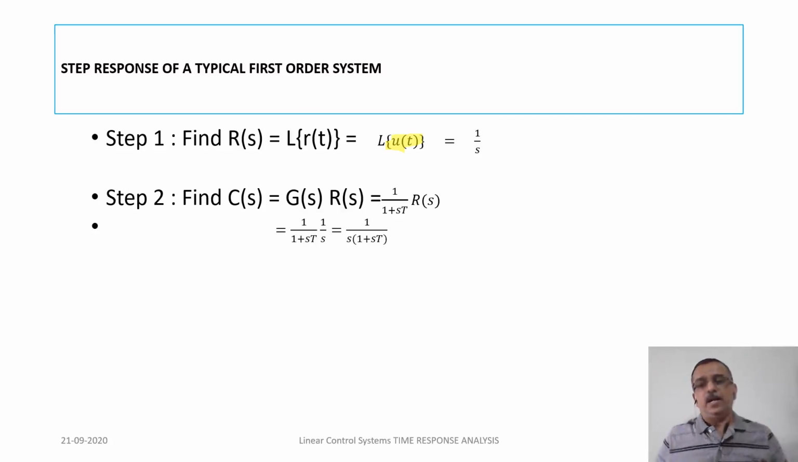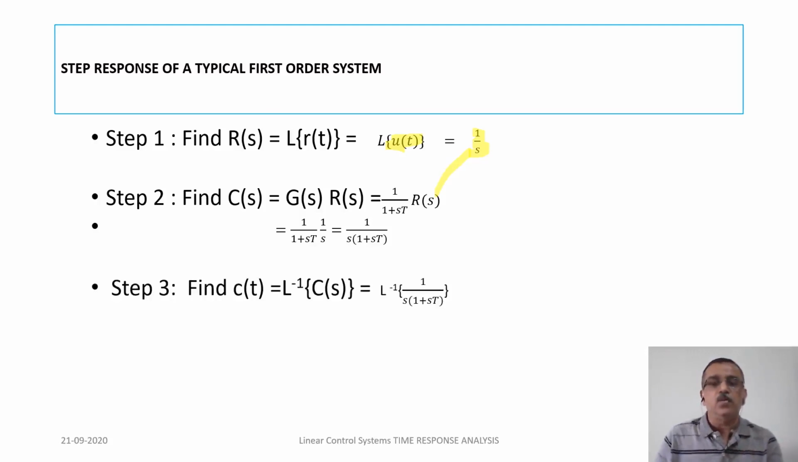So I did that algebra. This 1 by s I have taken and put it over here, R of s. Then I got it as 1 by 1 plus st into 1 by s, which I have written neatly as 1 by s into 1 plus st. So what is CFT? CFT is L inverse of CFS.